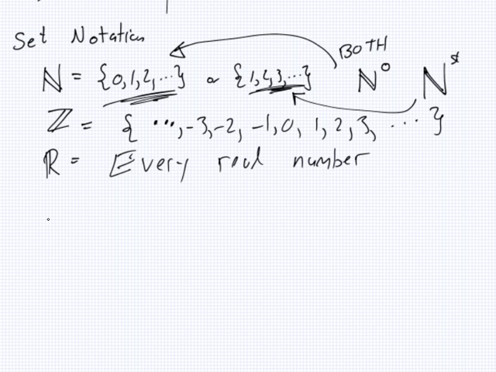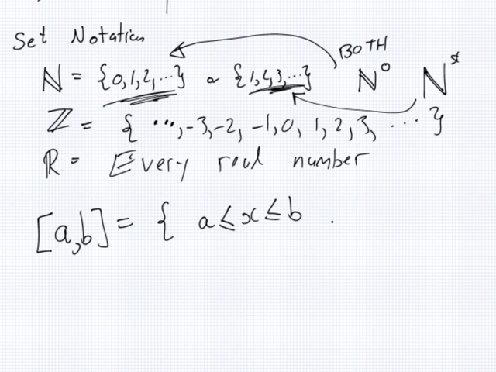Now, what about this? Does anyone know what this is? What do we think it is? More than A and equal and less than B equal. Good. So, this is all the numbers more than or equal to A and less than or equal to B. All the real numbers in between these two, A and B.